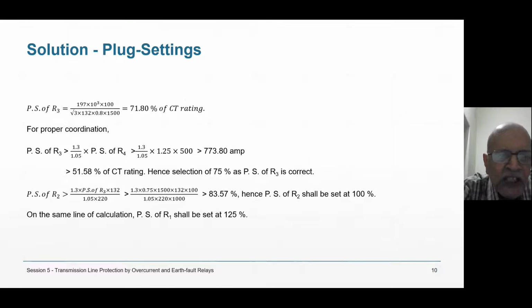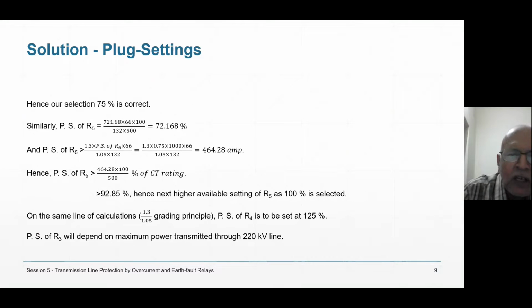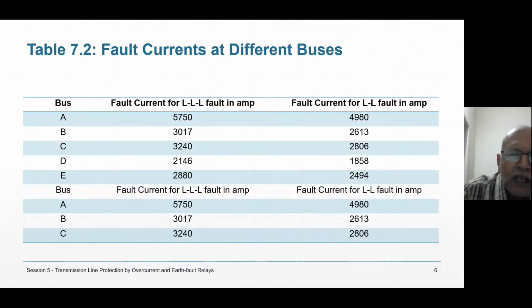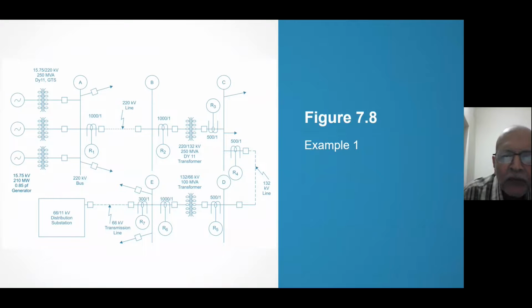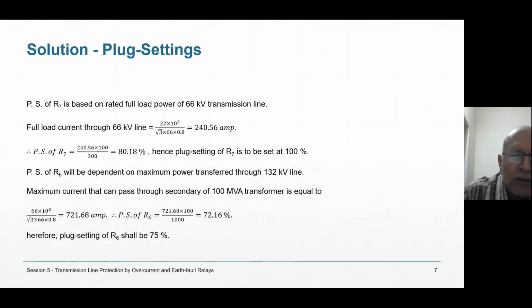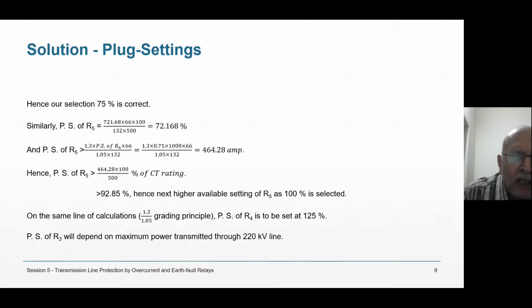And R3 is 75%. So 1500 bar 1 is the, let me see at R3. Sorry, at R3 500 bar 1 is there, not 1500 bar 1. R3 is 500 bar 1. So why is there 1500 bar 1? 1.3 divided by 1.05.